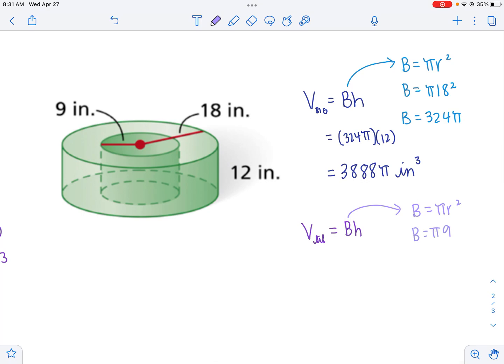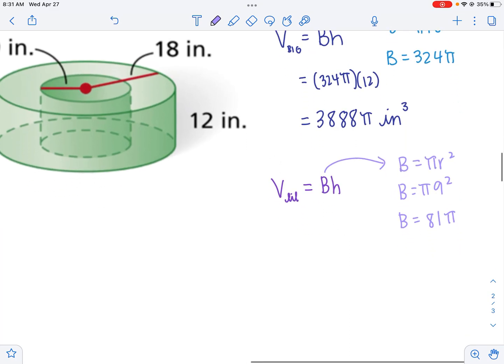But in this case, the radius is 9. So pi times 9 squared would be 81 pi. So now I'm going to come back over here to my volume formula. I just found the area of the base. Remember, the area of the base was a circle, pi r squared. So that would be 81 pi. And h is still 12.